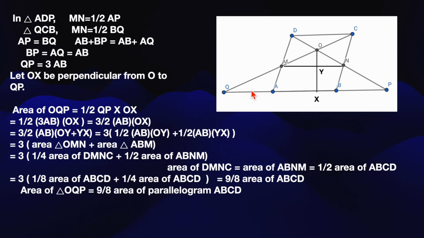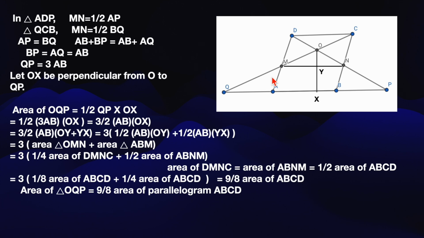So first what we are going to do is we are going to prove that QA is equal to AB is equal to BP. All these three line segments are equal. Therefore, QP is equal to 3 times AB. I'm going to write it like that.